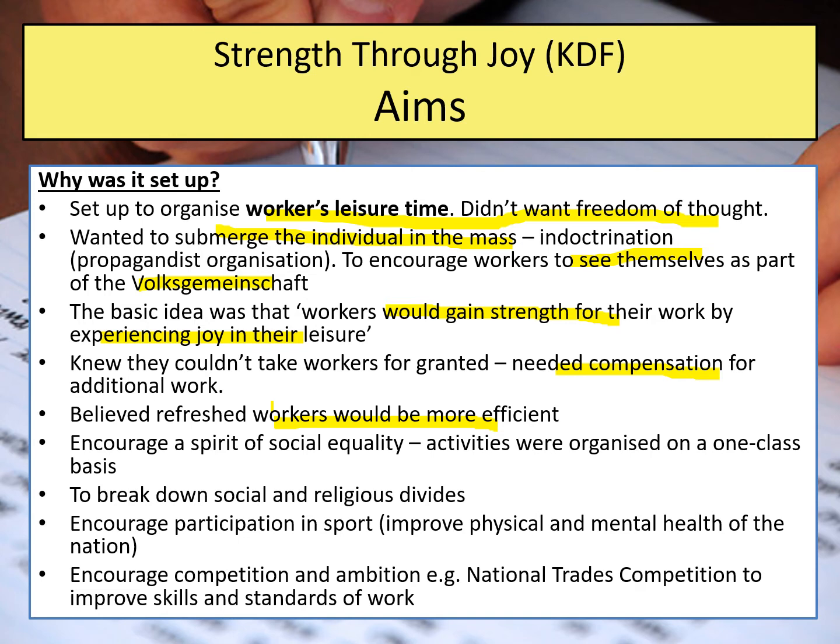And it also fits into part of their wider Volksgemeinschaft idea by encouraging the spirit of social equality, you know, holidays abroad being accessible to workers for the first time. They wanted on those holidays for people to mix and therefore to break down the social and religious divides in Germany. And there's also an element of them wanting to encourage people to be more active. We know from their policies towards women that they tried to encourage people to be as physically active as possible. And part of the Strength Through Joy is also trying to create that healthy society. But the main thing that you need to know for the aims is that it's about stopping their freedom of thought, submerging them in the mass.